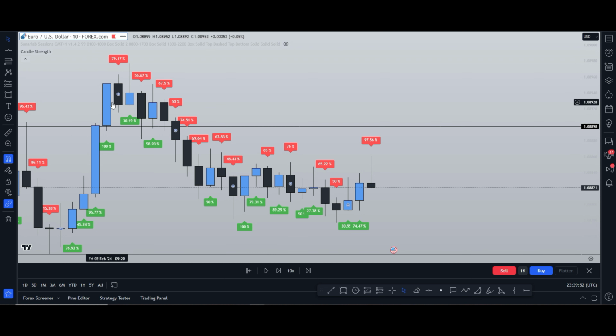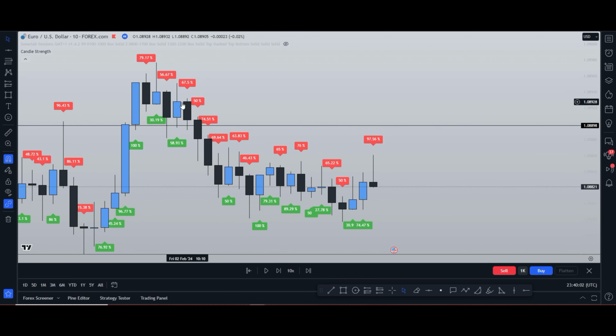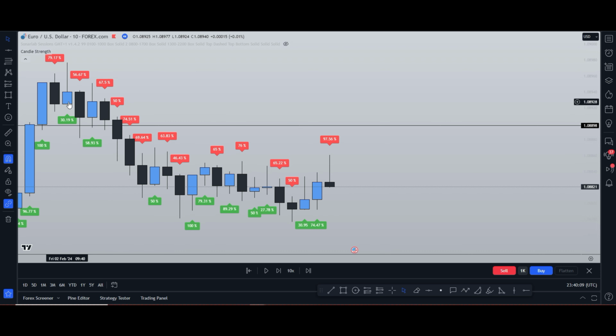So first, the setup is looking promising, that a breakout is coming up. Now we need to retest. We don't just break out and then boom, take a buy. No. Now if you compare the next few candles for the retest, 79% bearish, 56%, 67%. But look at the buy candles, 30%, 58%.